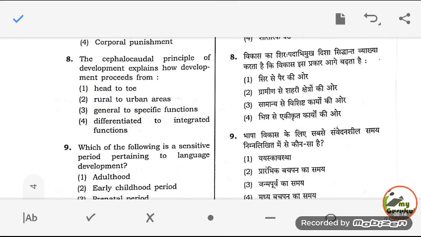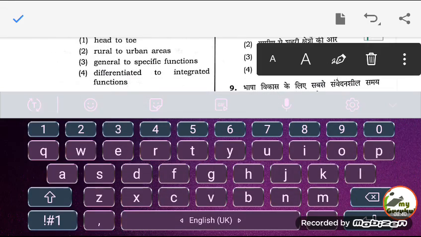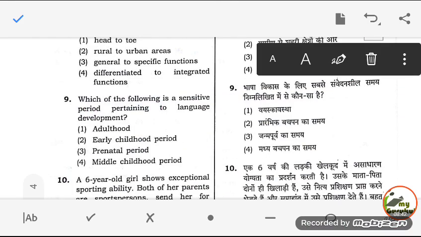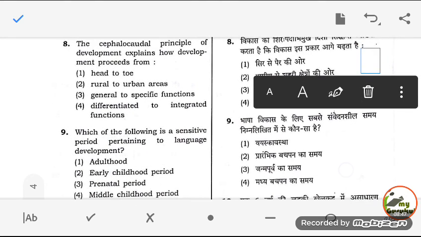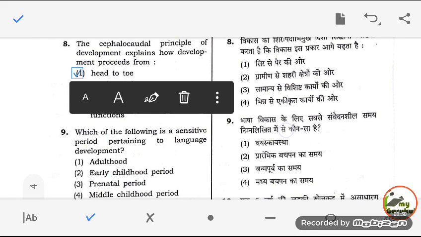Okay. Next question. The cephalocaudal principle of development explains how development proceeds from head to toe, rural to urban areas, general to specific function, or differentiated to integrated function. So cephalocaudal means head to toe. This is the word; it means from head to toe. So the right option is head to toe.